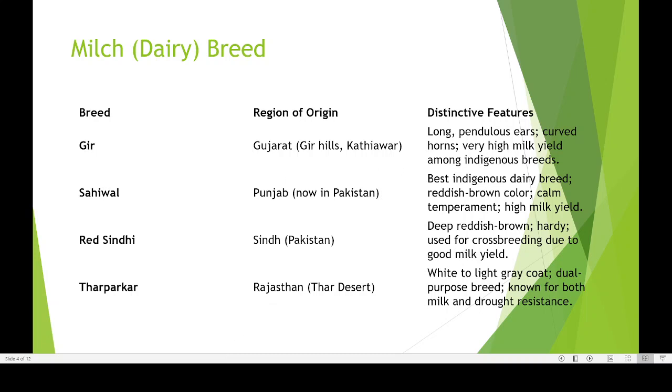Here you can see that they have a very large, I think this is some artificial picture. I don't think it is natural. So this one also is there. Here you can see that they have a very long pendulous ear, that is one feature. Then high milk yield. That is one important peculiarity of the Gir cattle from Gujarat. Then Sahiwal is another type of cattle. Sahiwal is mainly present in the Punjab area of Pakistan.